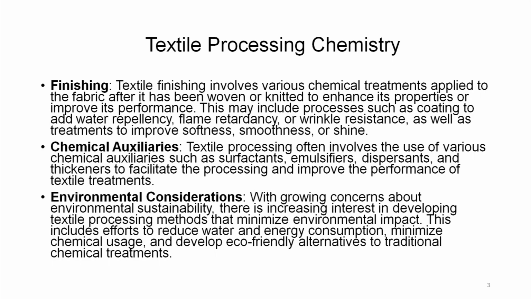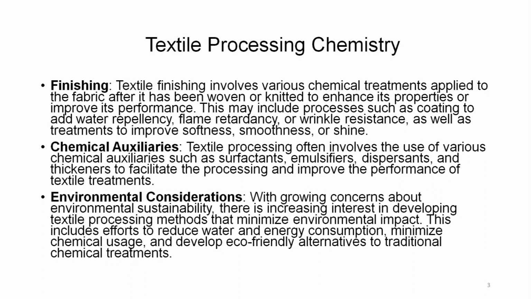Textile processing involves finishing. Textile finishing involves various chemical treatments applied to the fabric after it has been woven or knitted to enhance its properties or improve its performance. This may include processes such as coating to add water repellency, flame retardancy or wrinkle resistance, as well as treatments to improve softness, smoothness or shine.